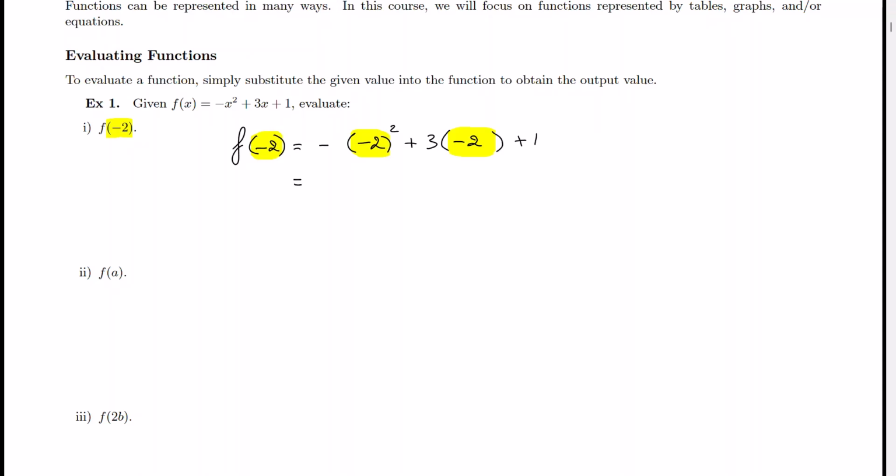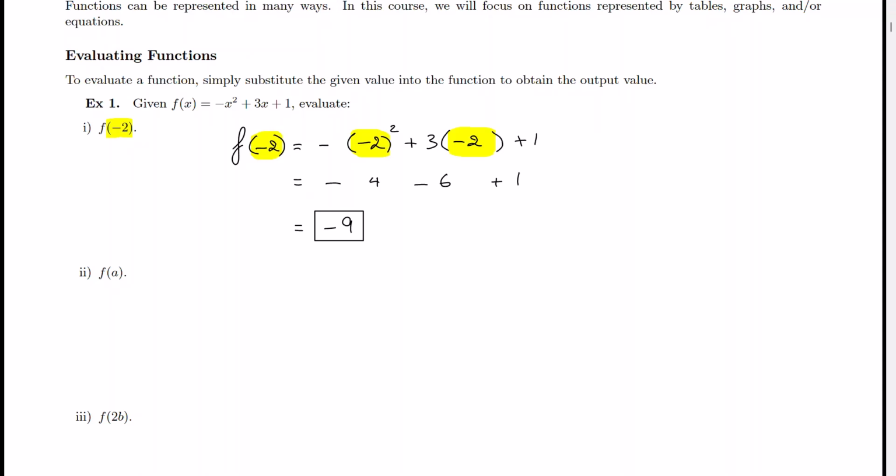And now it's just a matter of evaluating the function by using the PEMDAS operations. So I'm going to start with the powers. Negative 2 squared is going to be 4, and I'm just going to copy the negative in front of it. 3 times negative 2 is going to be negative 6, and there's a plus 1 at the end. Just leave it alone for now. And finally, negative 4, negative 6, and plus 1. When you add all that up, the outcome should be a negative 9. So this is the answer in this case after we evaluate the function f at negative 2.